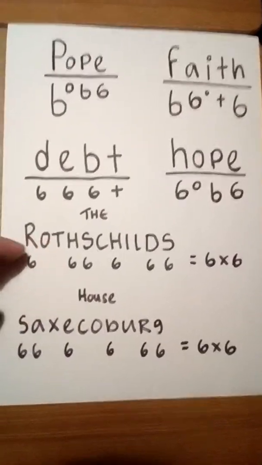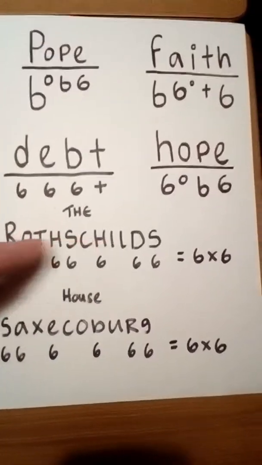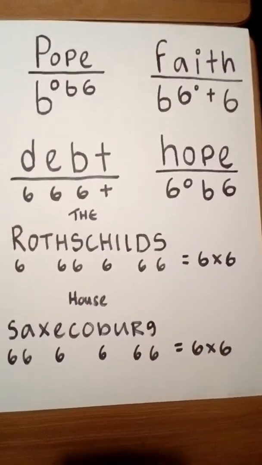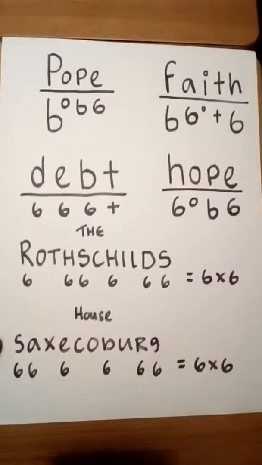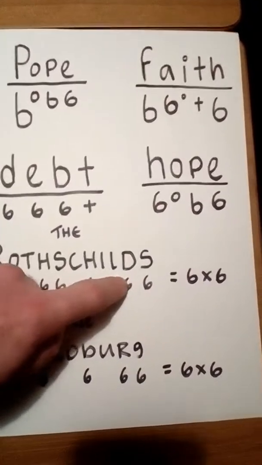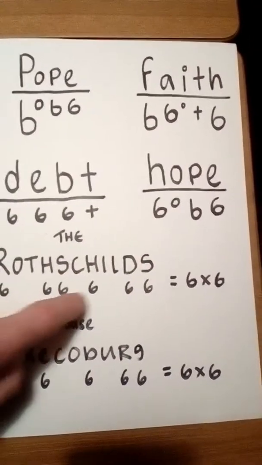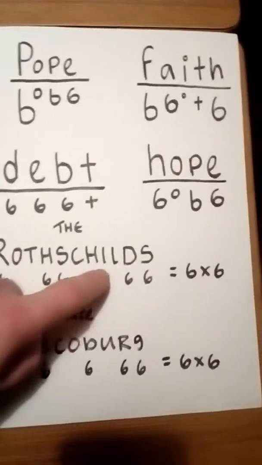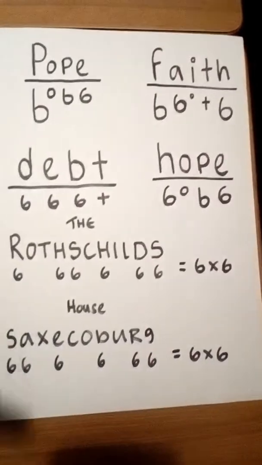But when we apply this to the name of the Rothschilds, or just Rothschilds, or just Saxe-Coburg, you'll find that there are 6 letters that are permutations of 6, so that equals 6 6s, 6 times 6.